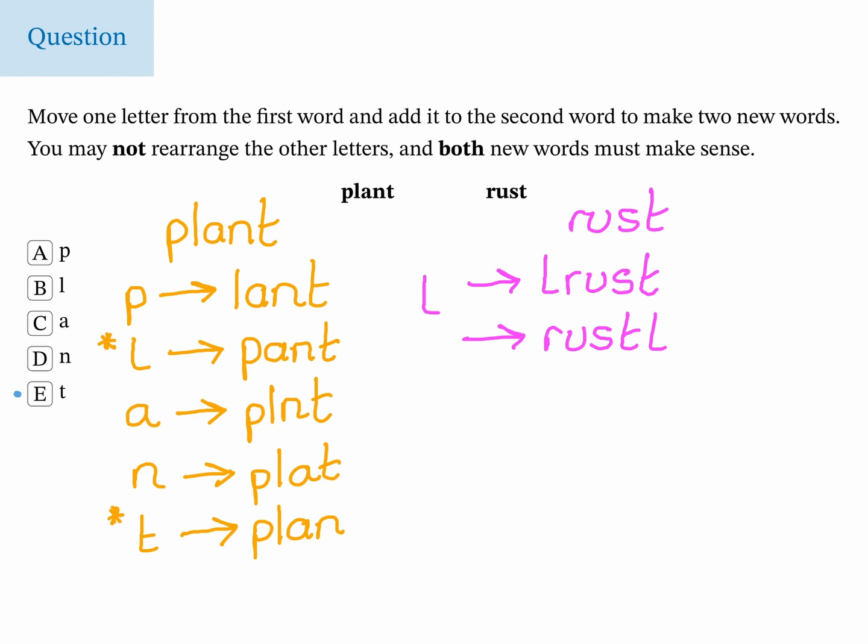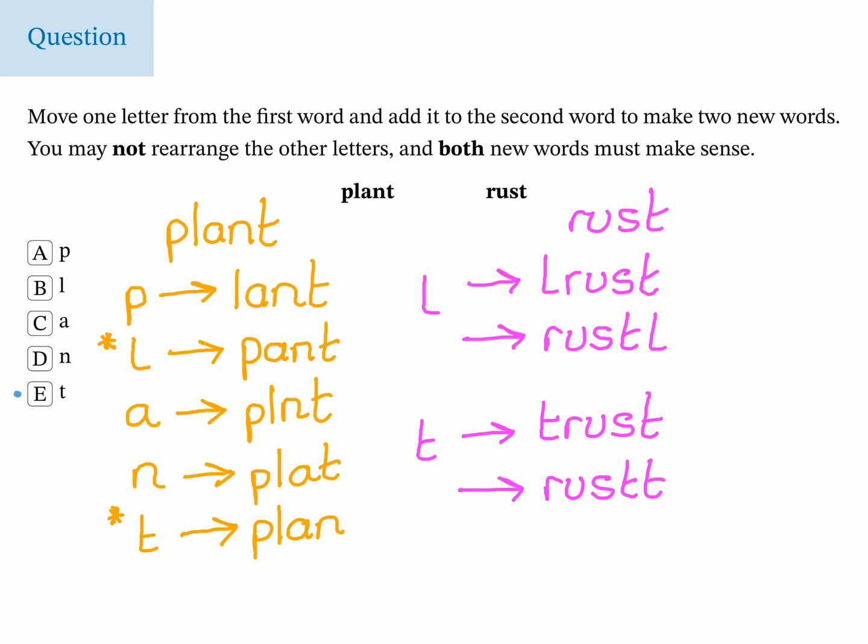But again, let's just double check this and have a look at whether we can put the letter T somewhere. So if we put T at the very start of the word, we create the word trust. Now that is a word that makes sense. So I think we might have confirmed our answer here. And again, just for completeness, if I was to put T at the end of the word, well, we would make the word rustt, which doesn't make sense at all.